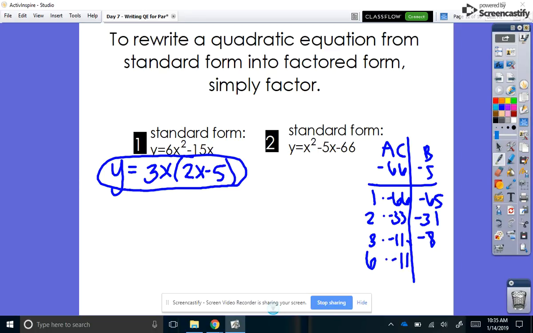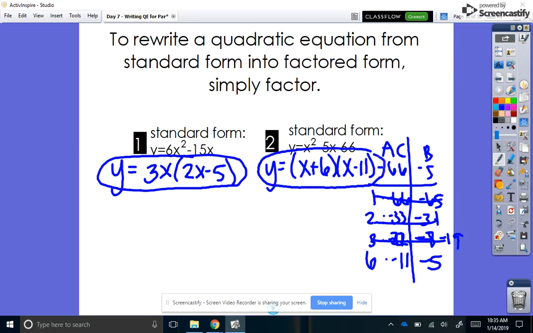Oh, I did this wrong. That was 3 and negative 22, which still doesn't work. But 6 and negative 11 does work. I can use the shortcut because the leading coefficient is 1. So that's x plus 6 times x minus 11. So from standard form to factored form, you just need to factor.